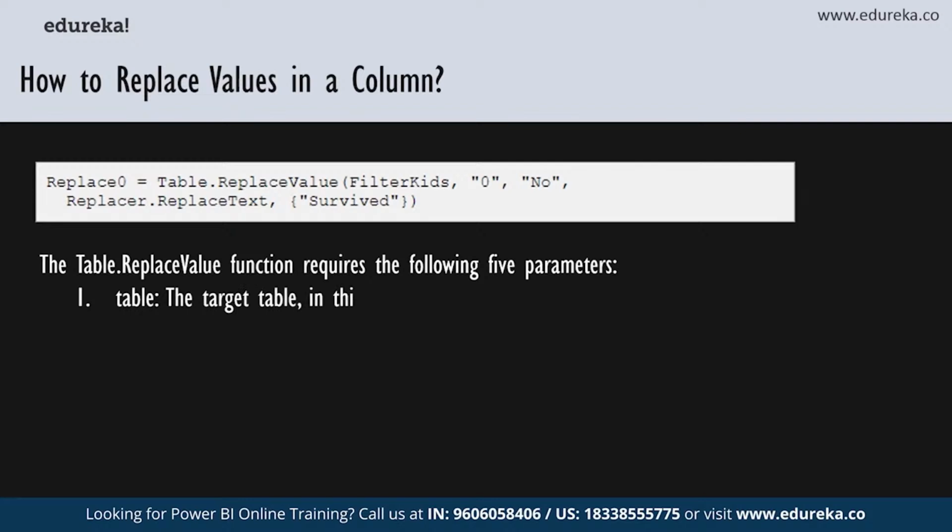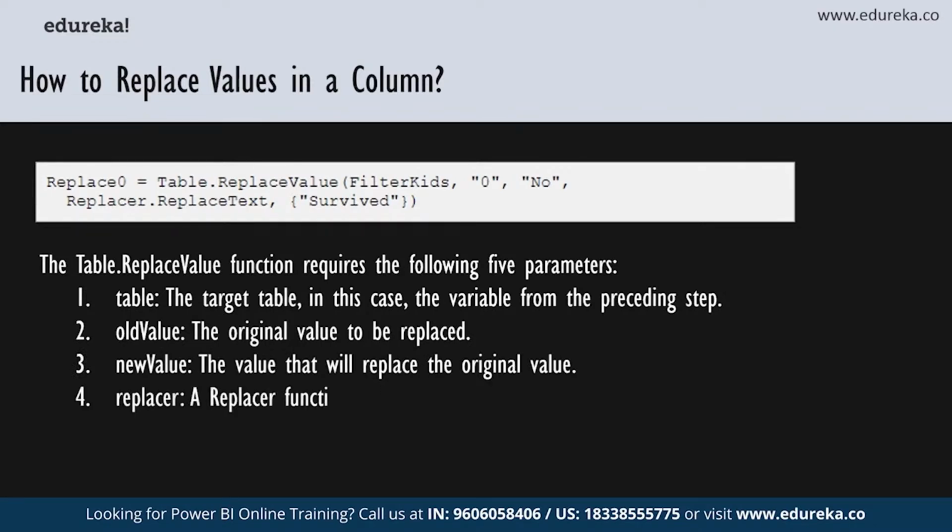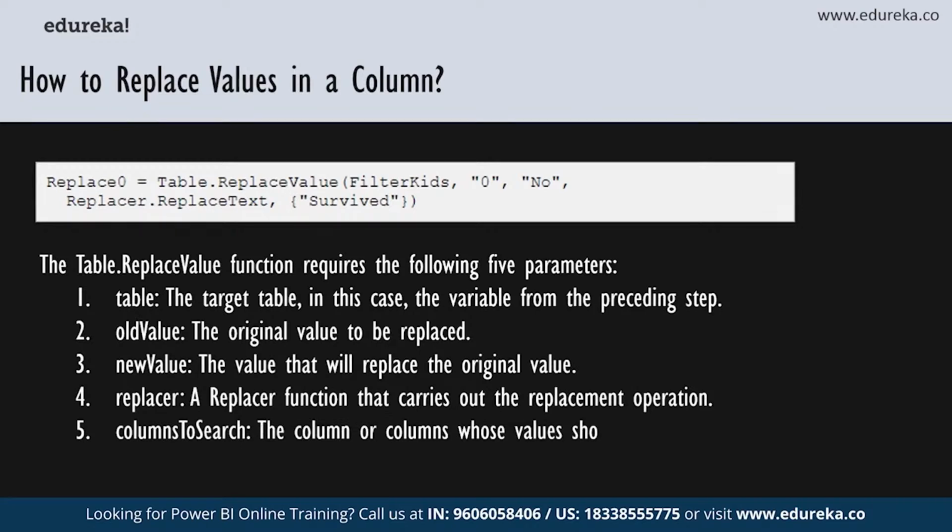Now, the table replace value function requires 5 parameters in total. First, you have the table, which is the target table, in this case, the variable from the preceding step. Second, you have the old value, or the original value, which has to be replaced. Then you have the new value, which you will replace the old value with. Then you have a replacer that carries out the replacement operations. And finally, you have columns to search, which are the column or columns whose values should be replaced.